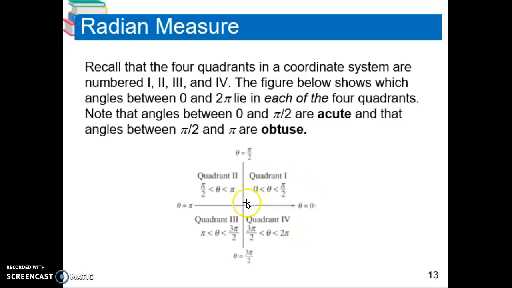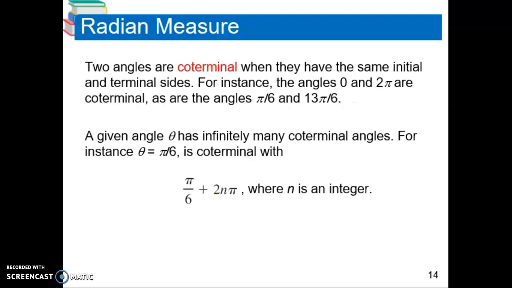Another thing to remember is that if you have an angle whose terminal side falls in quadrant 1, typically this is going to be an acute angle because it is less than a right angle. If, however, the terminal side is in quadrant 2 and the value of this angle is less than pi, then that would be considered an obtuse angle. We already talked about coterminal angles.